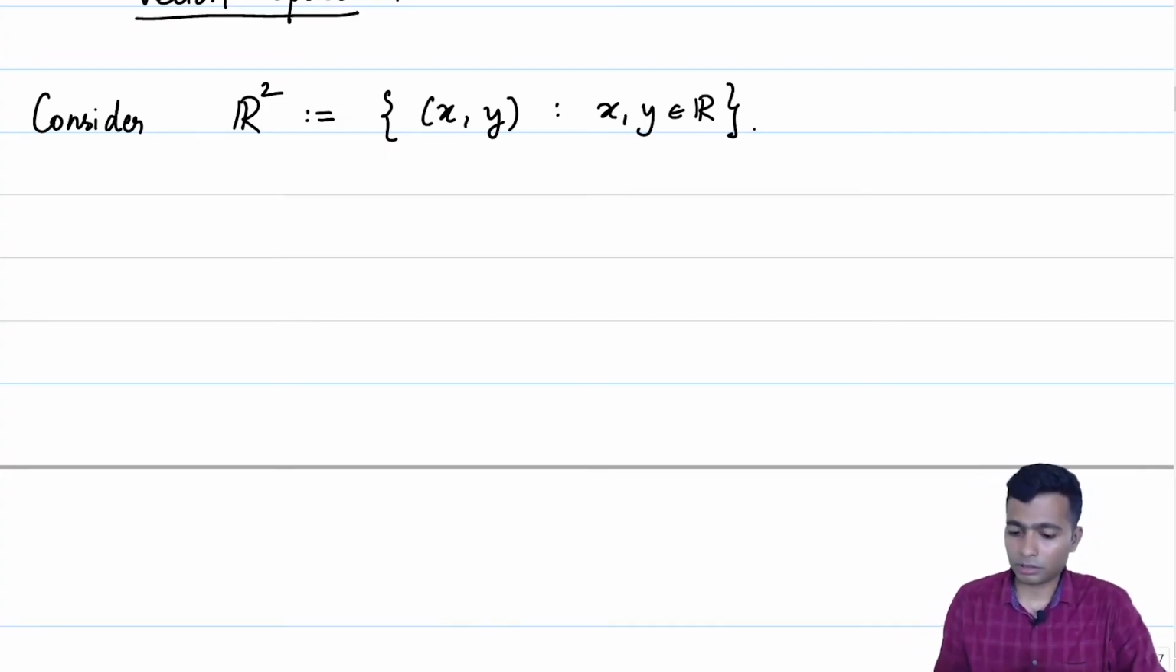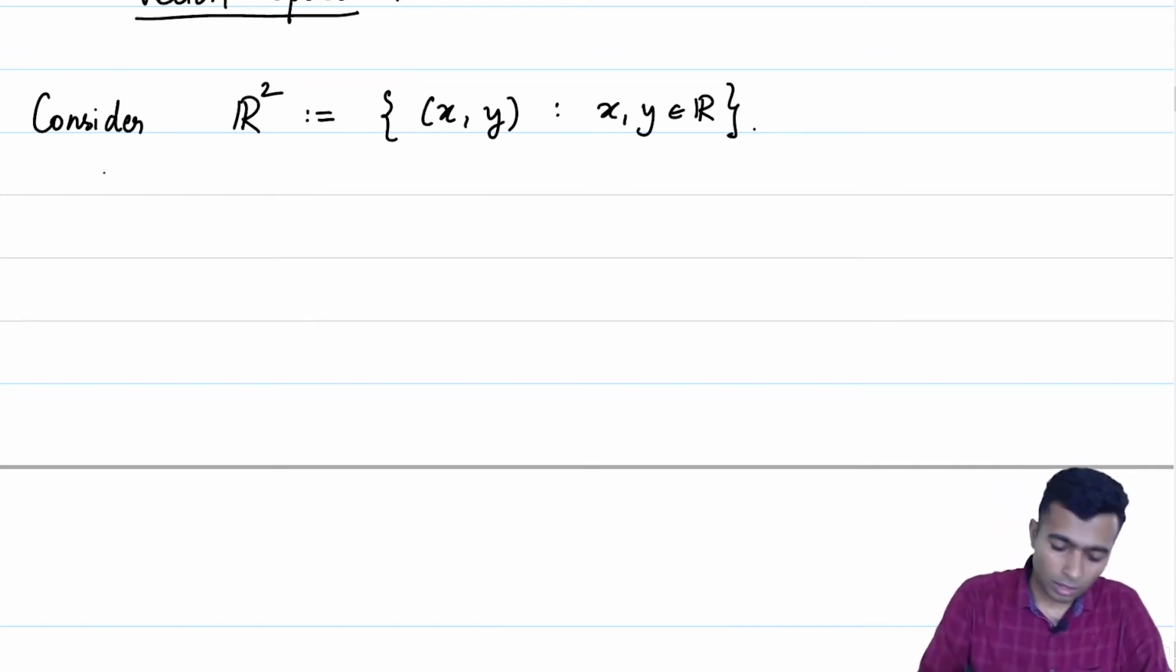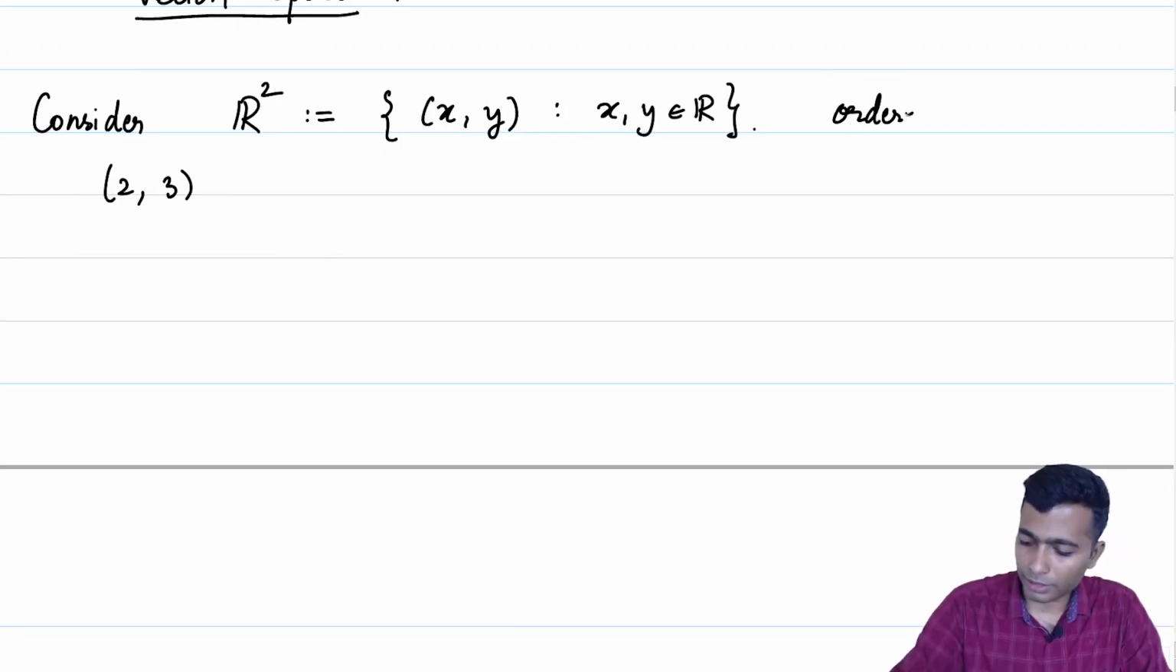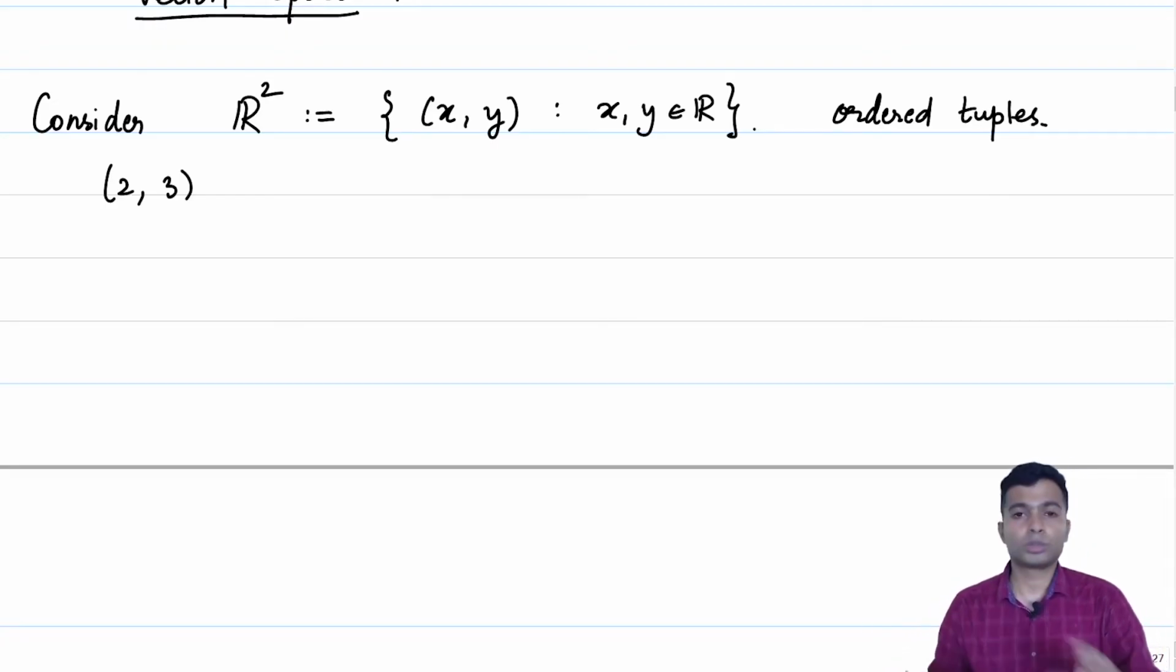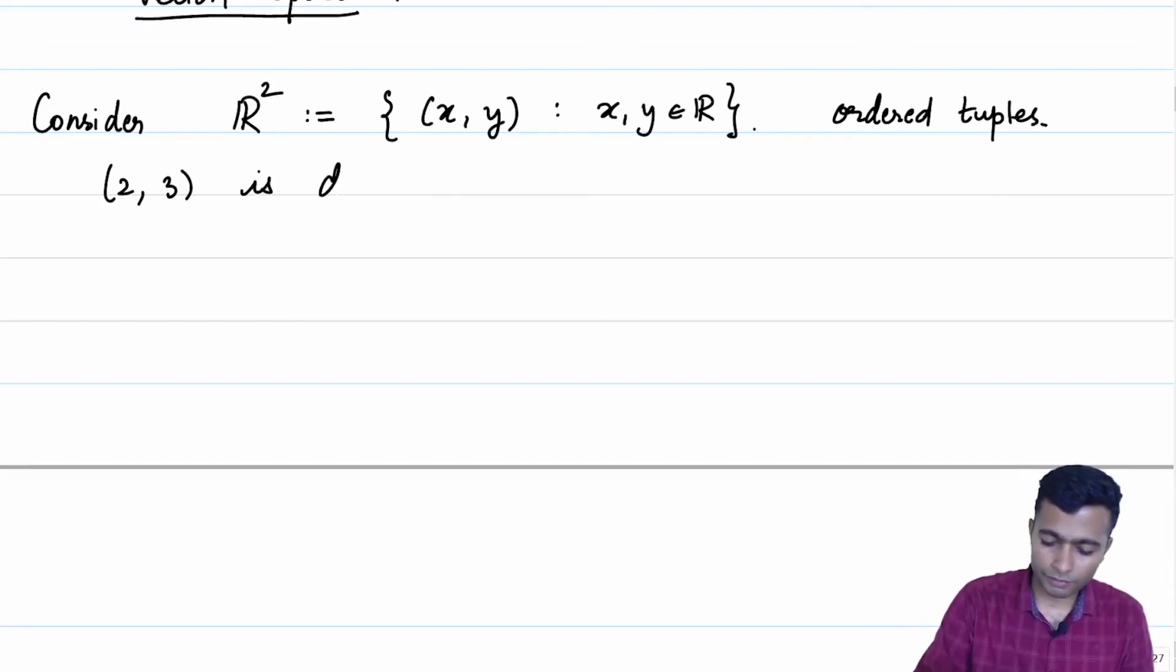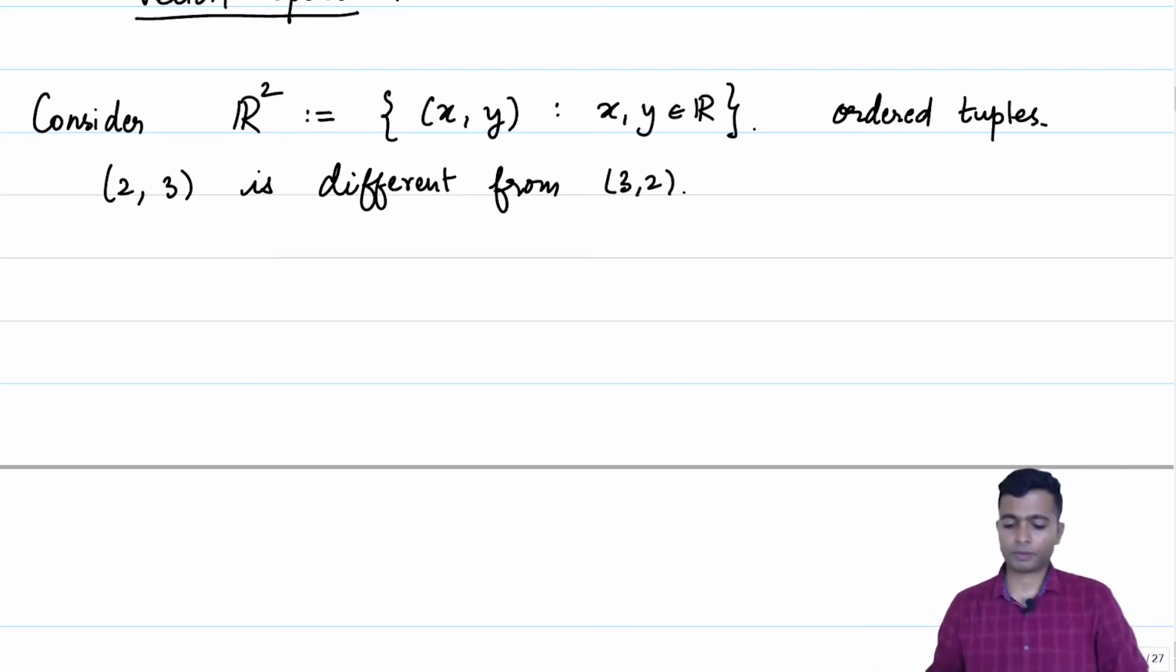They are ordered tuples (x, y), where each of the coordinates is a real number. So the order matters. So for example, 2, 3 is different from 3, 2. Remember that. Right?